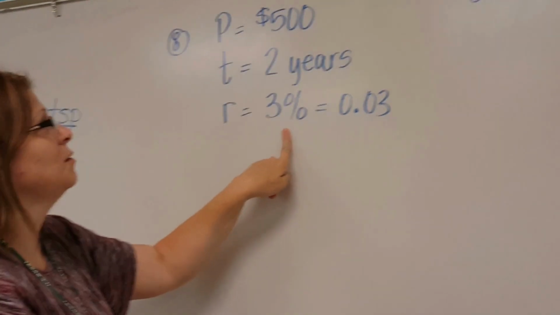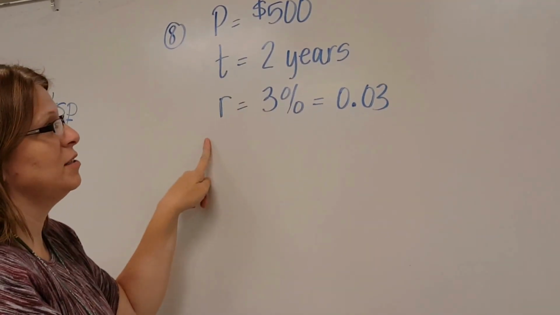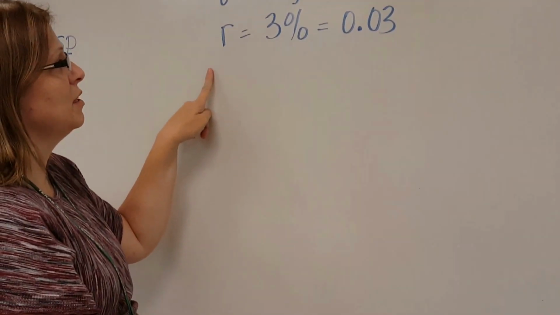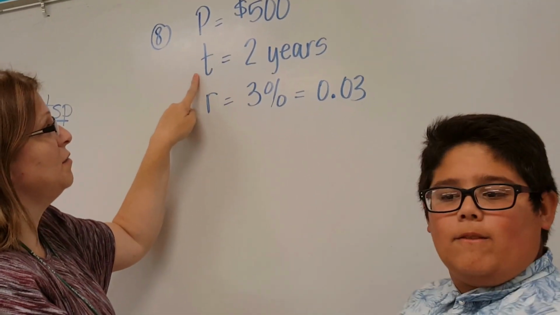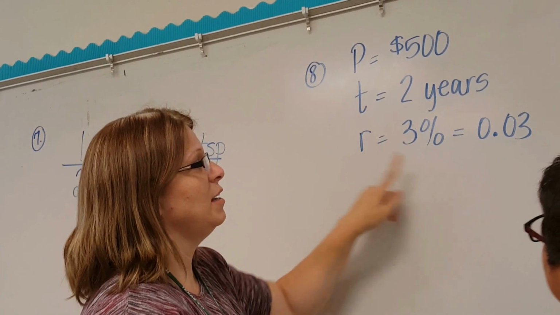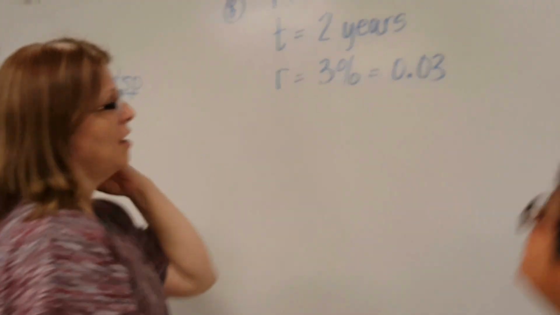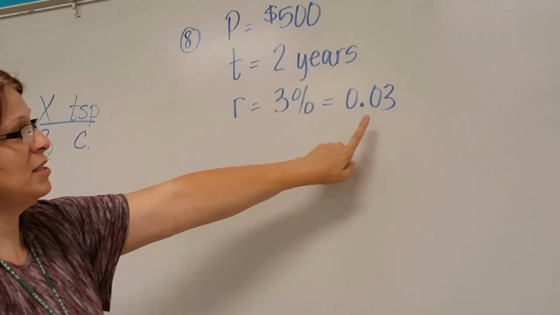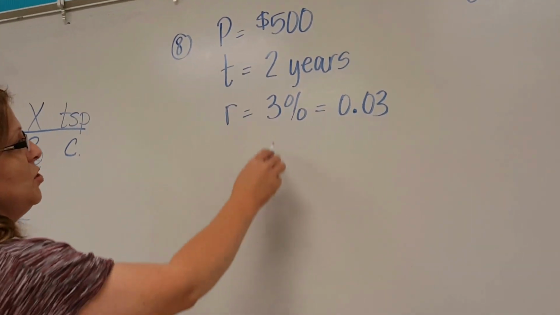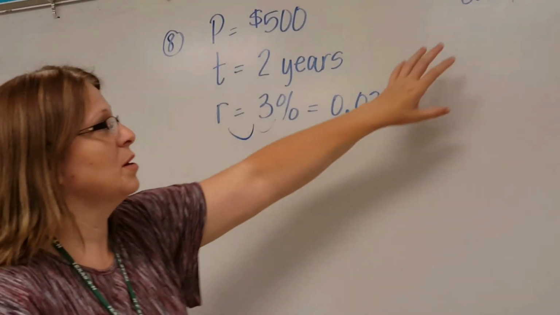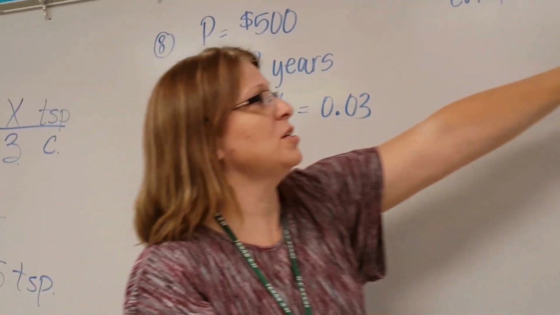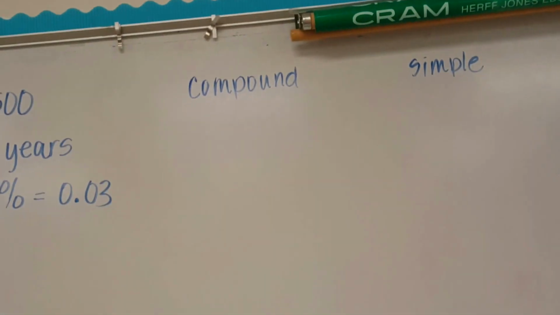Okay, so we've got the different parts of the formulas that we're going to need. We have a principal of $500, an amount of time of 2 years, and a rate of 3%. You have to change that rate to a decimal, so I bump that decimal over 2 places, 1, 2, and I get 0.03. And now we're going to compare the compound interest versus the simple interest of those two.